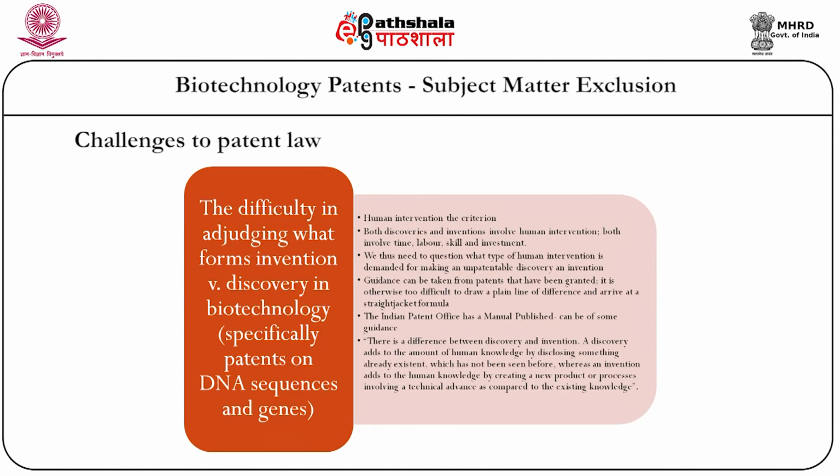The difficulty of adjudging what forms invention vis-a-vis discovery in biotechnology, specifically in relation to patents on gene sequences or expressed sequence tags, is that the primary arguments rest on a human intervention criterion. Both discoveries and inventions involve human intervention, time, labor, skill and investments. How do you distinguish? We thus need to ask what type of human intervention is demanded for making an unpatentable discovery and an invention. Guidance can be taken from patents that have been granted. It is otherwise too difficult to draw a plain line of difference and arrive at a straitjacket formula.